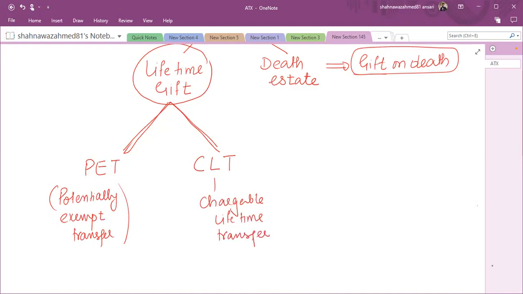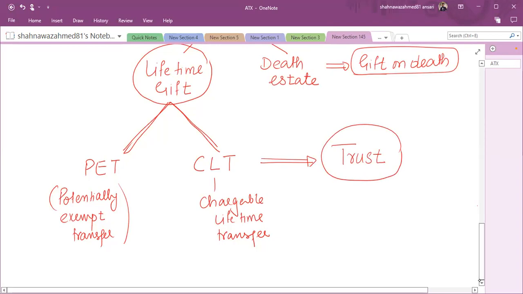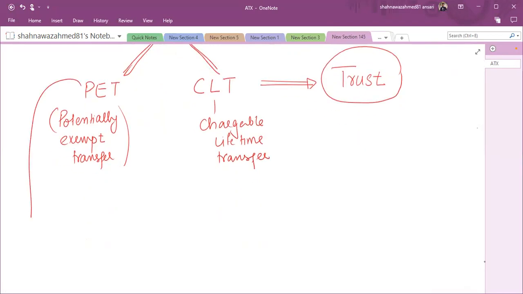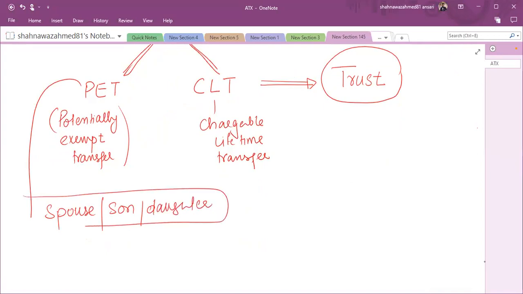Now you have to identify, if someone is making a lifetime gift, how you can classify that particular gift as a potentially exempt transfer or a chargeable lifetime transfer. Normally, if you transfer any item or gift to a trust, that is classified as a CLT, a chargeable lifetime transfer. And if a gift is given to a spouse, son, daughter, brother or sister, this usually falls under a potentially exempt transfer.